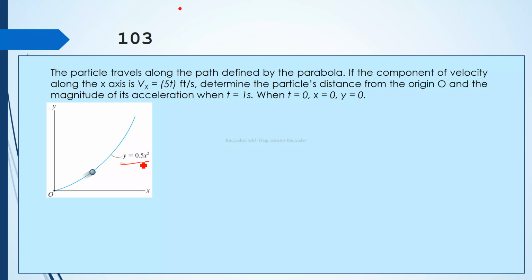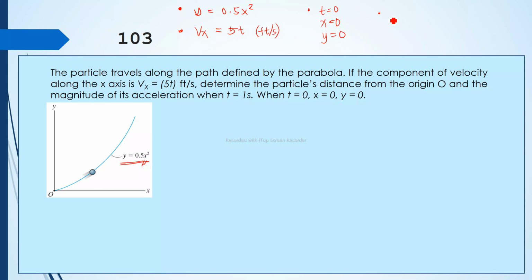So we have here an equation of the path again. y is equal to 0.5 x squared. What is another thing that we're given? We have the equation of the velocity of x, which is equal to 5t. Take note of the unit that is in feet per second. We are also given that the time is equal to 0, the position along x is 0, and y is equal to 0.